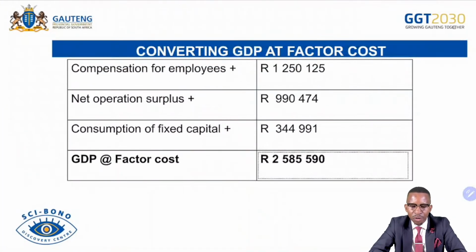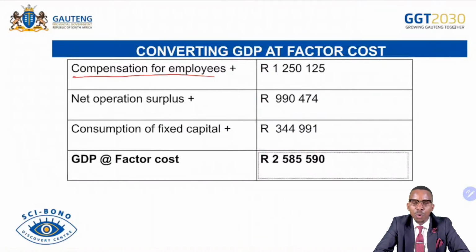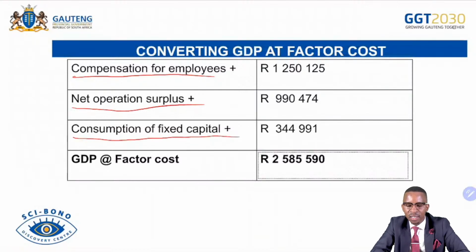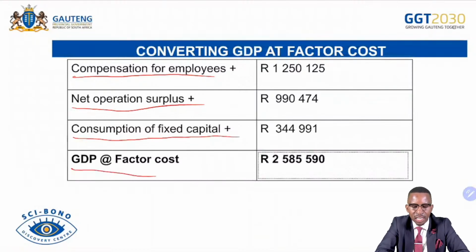And then here we are converting GDP at factor cost. What do we do? We say compensation for employees, which is the income paid to labor in terms of wages and salaries. And then we say net operating surplus is also positive. We add it, which is the profit earned by businesses. And then we add consumption of fixed capital, which is the depreciation lost by an asset. And then we get the GDP at factor cost.